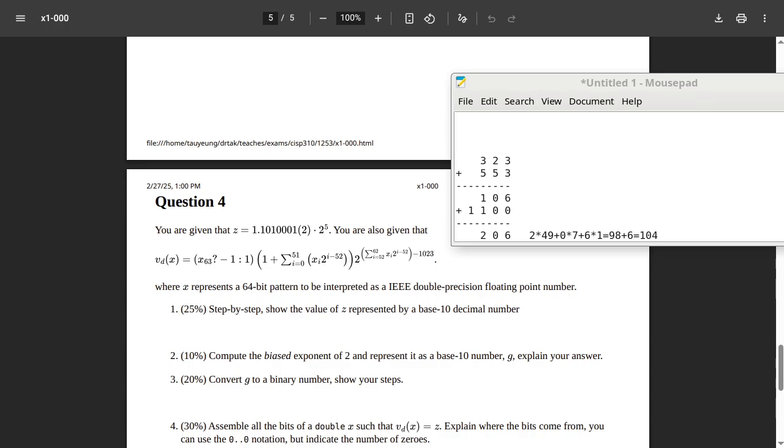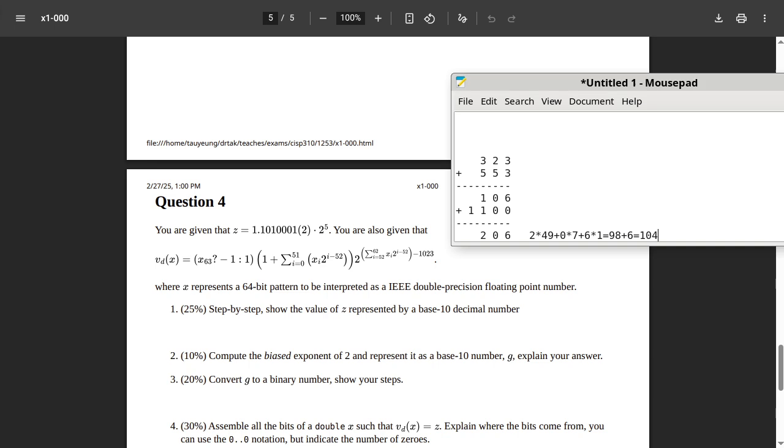So in this case, you are given that z is 1.101000001 in base 2 times 2 to the power of 5. You are also given this big mess here, which should look familiar to you, okay? Because that is exactly how we interpret the value of a double based on the bit pattern. So just in case you forget to bring the class notes and your own notes with you, let me give you the definition that you need to figure out everything.